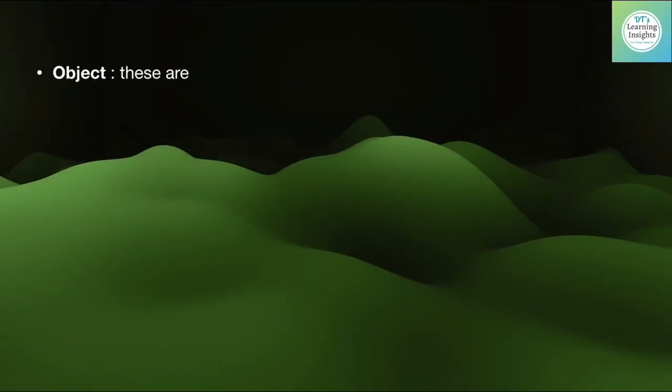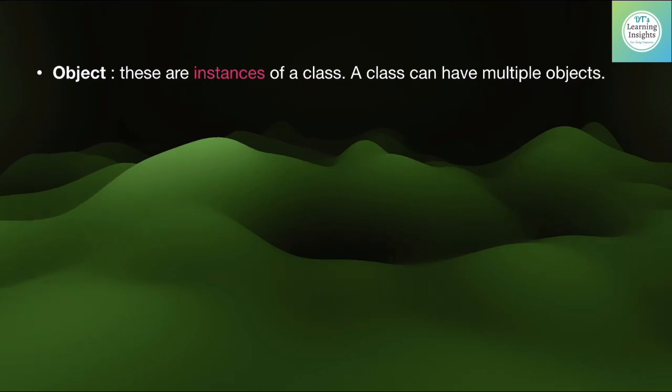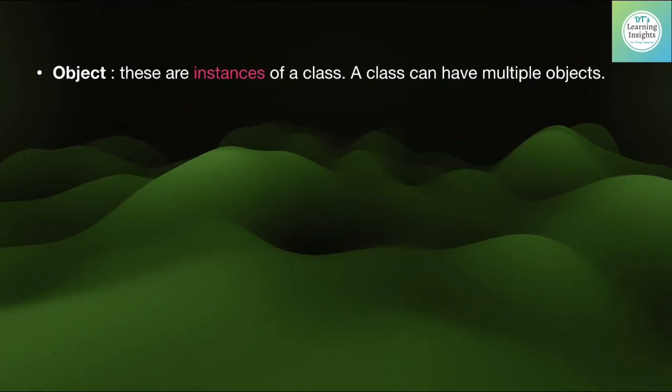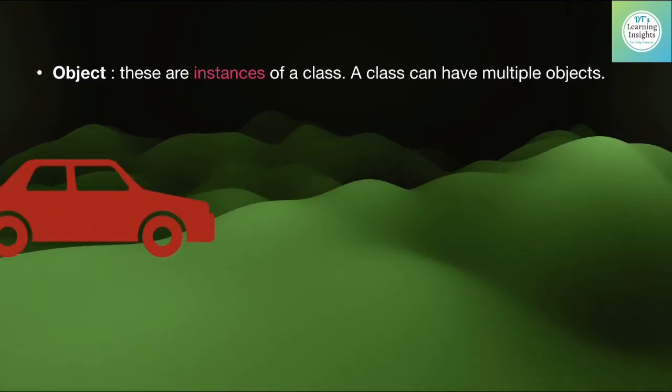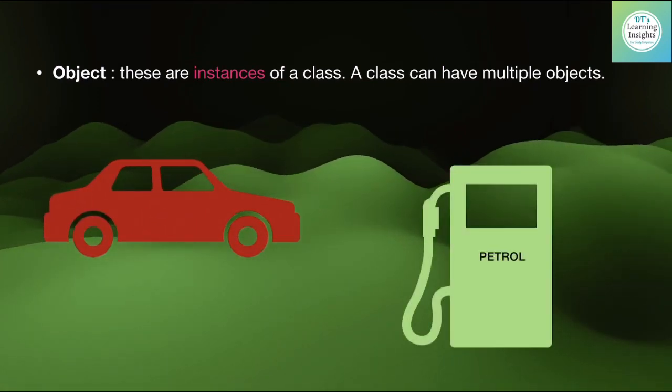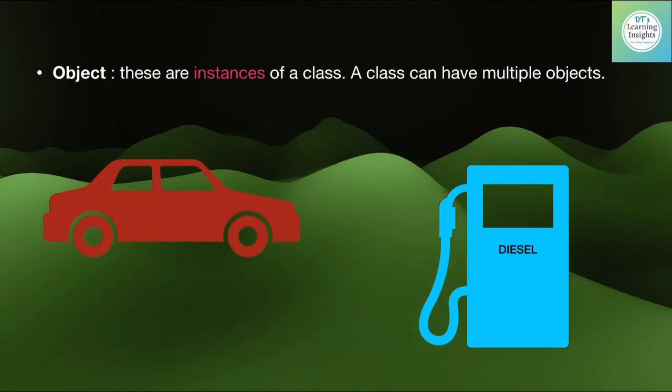Next, object. These are instances of a class. A class can have multiple objects. So for the class car, there can be multiple objects, and one such object of the class may represent a red colored car and may depend on petrol or diesel for running, and these are the objects of the class.